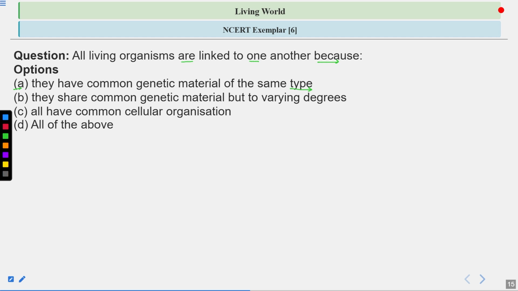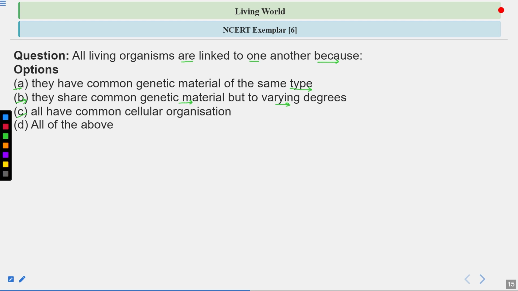Then what is option B? They share common genetic material but to varying degrees. Means they are sharing the genetic material, but 100% of the genetic material is not same. They are only sharing a proportion of the genetic material, or you can say only a proportion of genetic material is similar. Okay. So they have a common genetic material, but to varying degrees. There are some differences also. Not 100% of the genetic material, or you can say the genetic makeup is same.